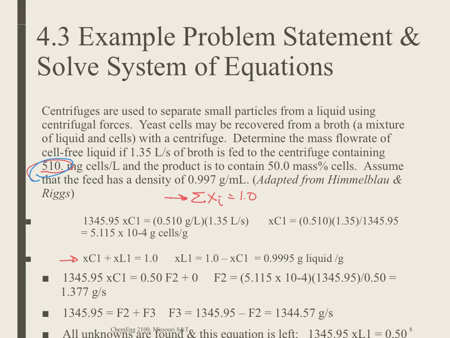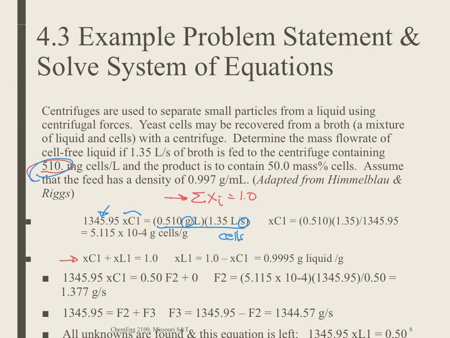So we have 510 milligrams of cells per liter. If I would rather work in like grams per liter, since that seems to be more convenient, I change this over to 0.510 grams per liter. And I have 1.35 liters per second. So that tells me how many grams per second I will have of cells coming in. So how many cells do I have coming in? Oh, well, I know the flow rate and I know the composition. This product is equal to the number of cells coming in.